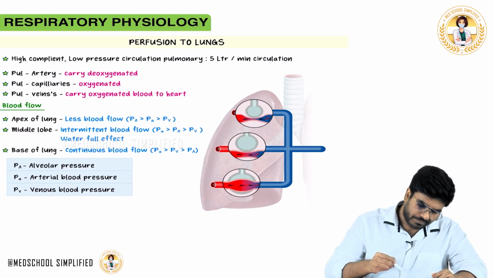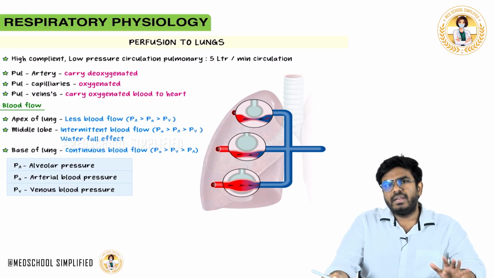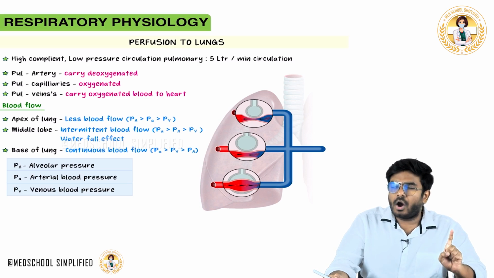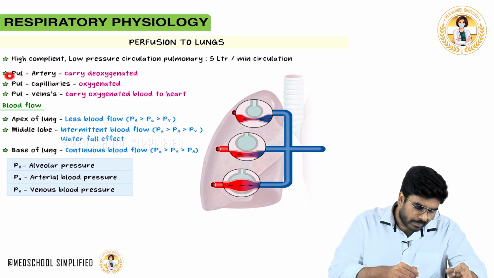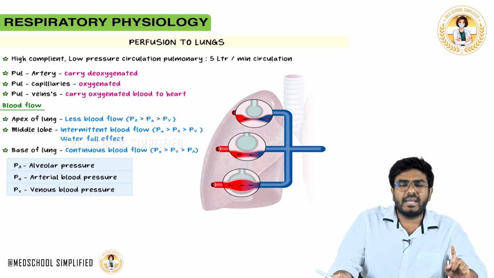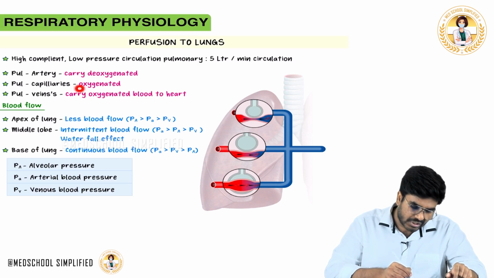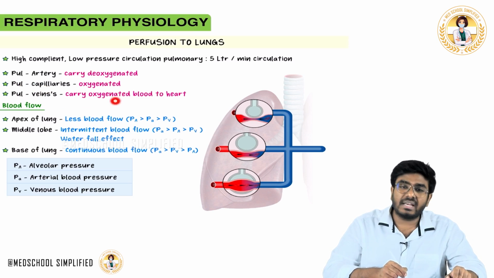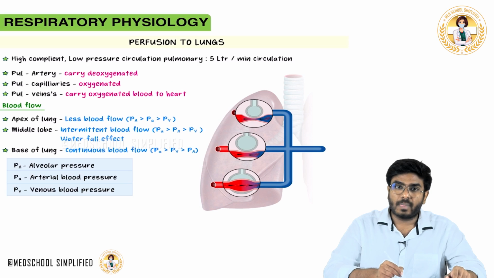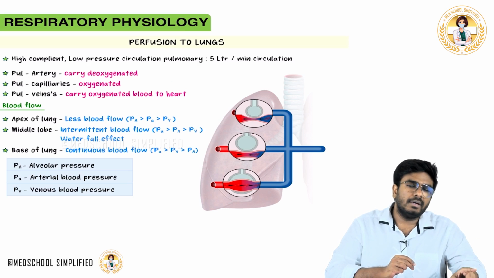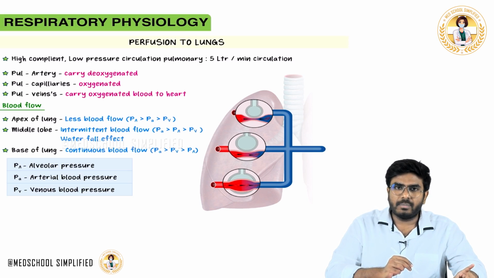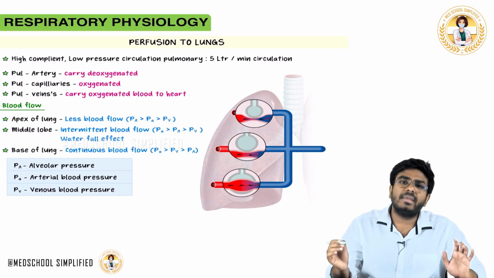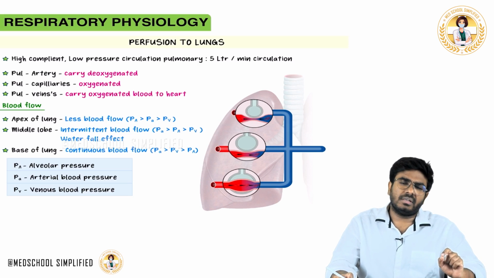Now the point here is, usually everywhere in the body, arteries carry oxygenated blood, but in the pulmonary circulation, the pulmonary arteries carry deoxygenated blood to the lungs, where the oxygenation is happening in the pulmonary capillaries, and the pulmonary veins carry the oxygenated blood back to the heart. Okay, so this is something important. Everywhere in the body, arteries carry oxygenated blood, but here the pulmonary arteries carry deoxygenated blood. Everywhere in the body, veins carry deoxygenated or venous blood, but here the pulmonary veins carry oxygenated blood to the heart. Okay.